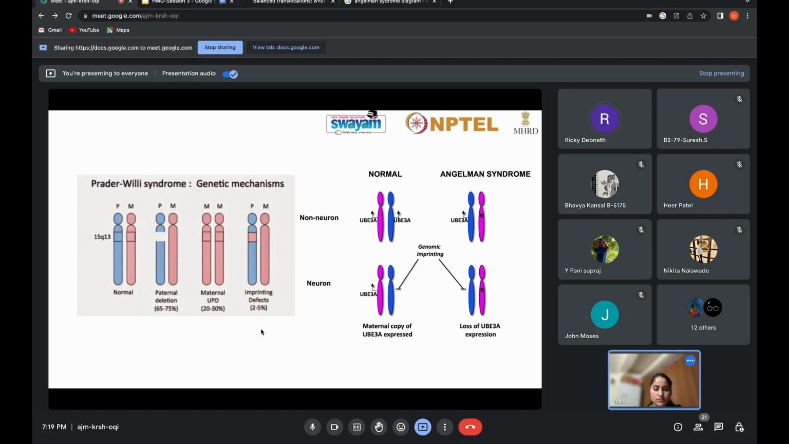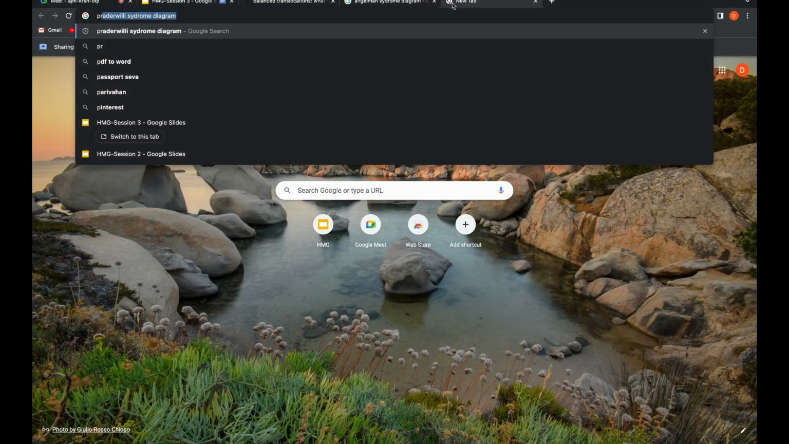Right. I got a little confused regarding the imprinting. The imprinting disorders are the same. It seems to be the most difficult part to understand. Otherwise we can understand, but this is the most difficult thing.